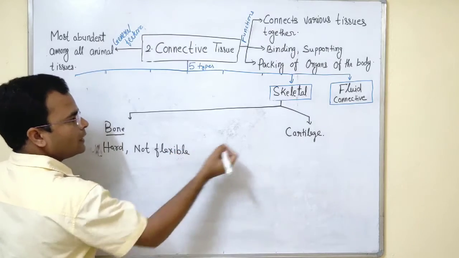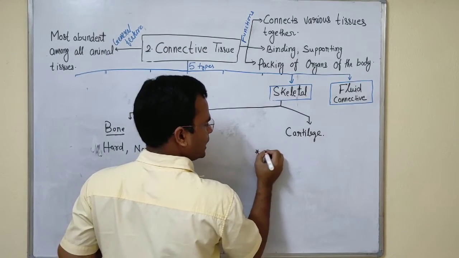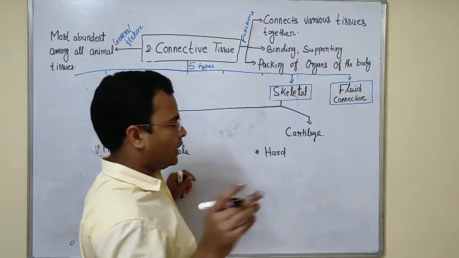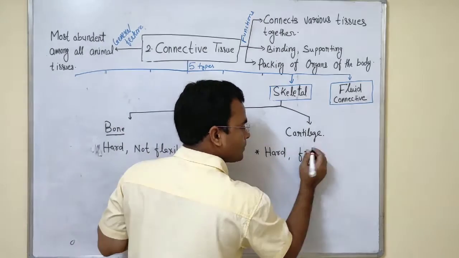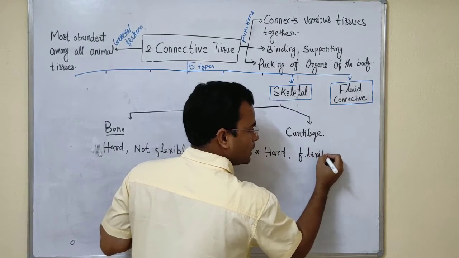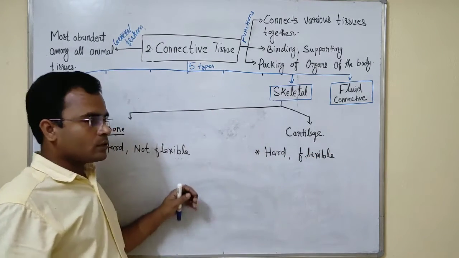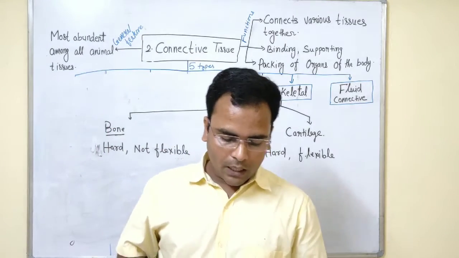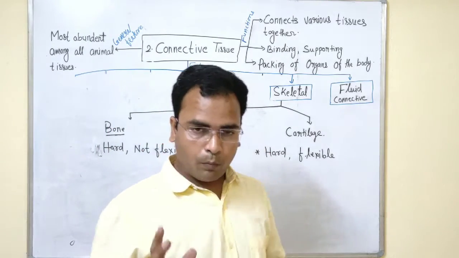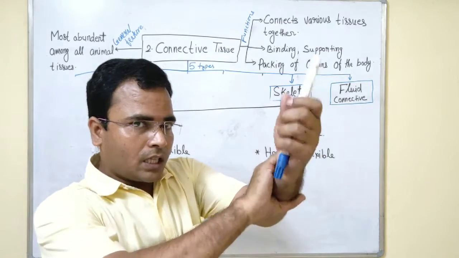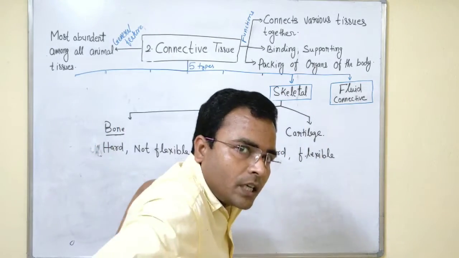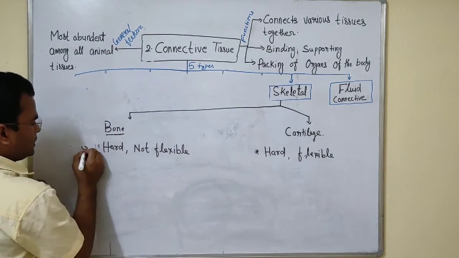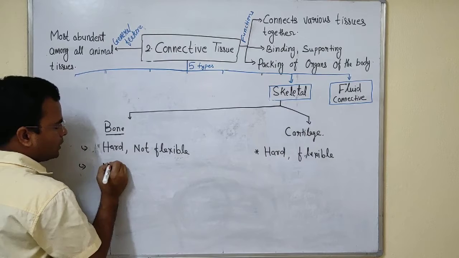It cannot bend. But on the other hand, cartilage is also hard, of course, but not so tough. They are flexible in nature, right? The next part is the occurrence, where cartilage occurs and where bones occur. Bone occurs in the endoskeleton. These are the hard bones, the ribs, the vertebral column, the skull part. They make the endoskeleton.